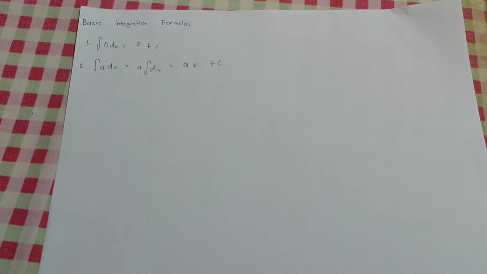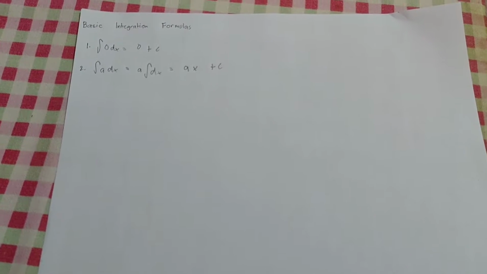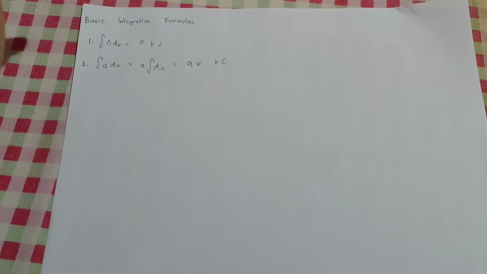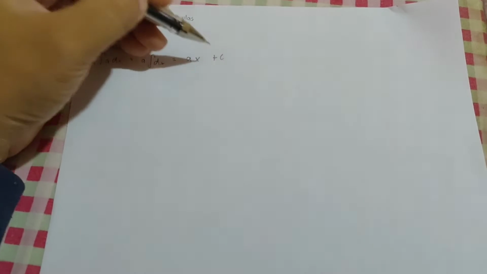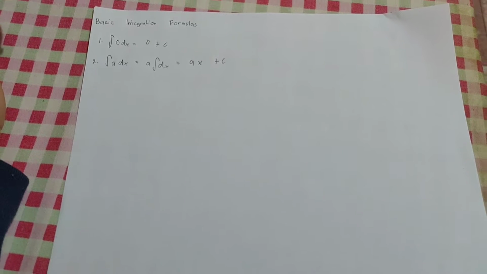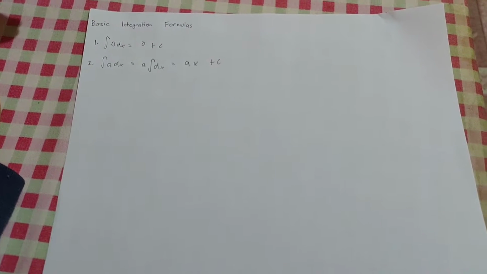A will be our constant, so to integrate this, we will put our constant outside, which will be a times dx. To integrate dx is just x. So, we will copy our constant, which is our a. The integration of a dx is ax plus c. One of the most important things in integration is our letter c. Our answer will be wrong if we forget the letter c.